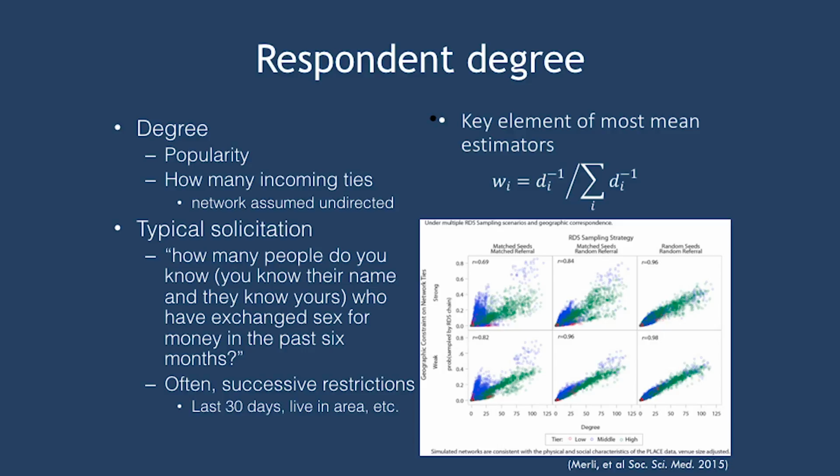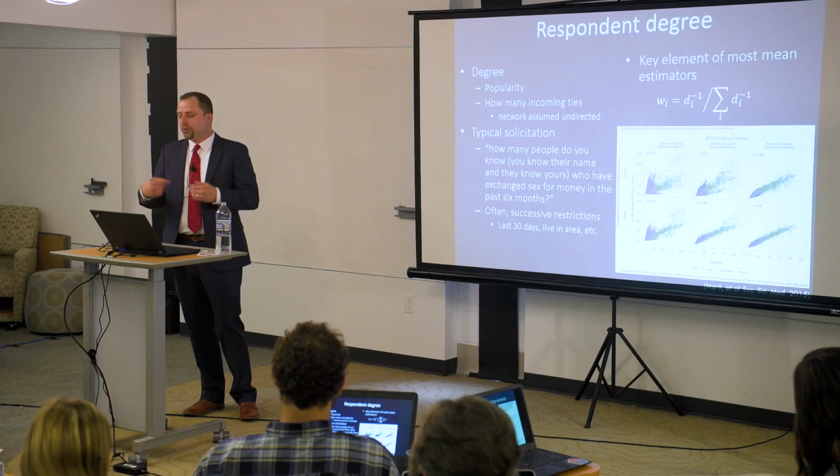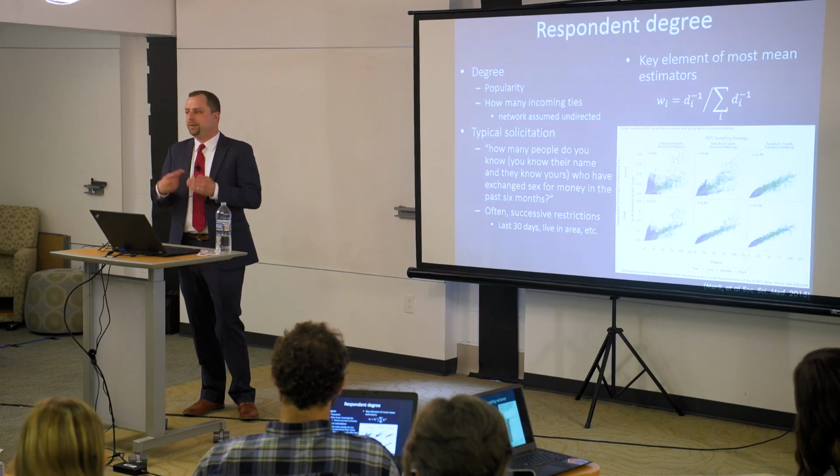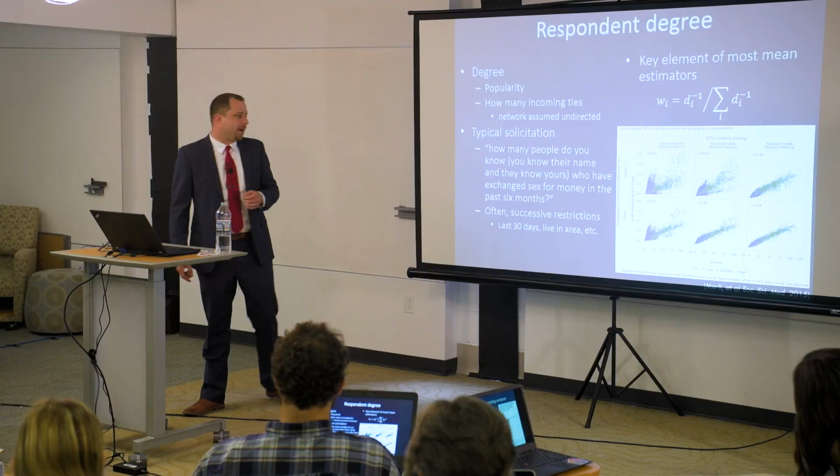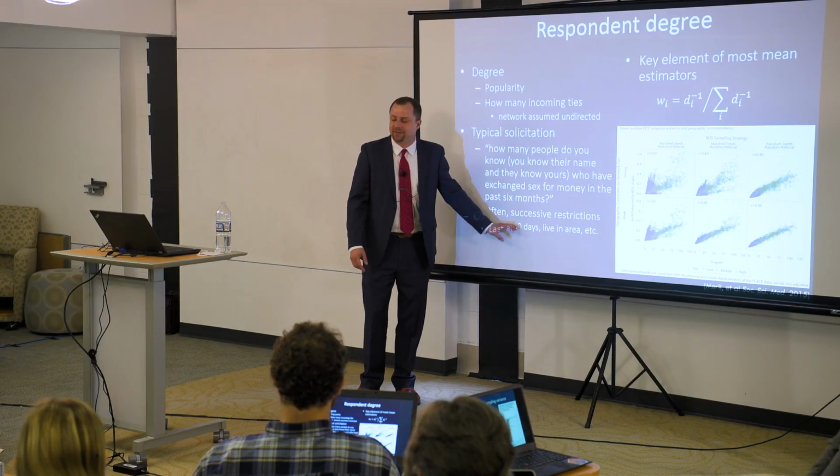Typically, you would ask, how many people do you know, and you give sort of like what Jimmy was saying. You want to give an actual specific time frame. You want to give a behavioral indicator. You want to give something like you know their name and they know yours, some real way to lock in an actual memory. So these kinds of questions are typically asked and used to weight the data in the end, because the most popular people in the network tend to be the ones that are most likely to be recruited. And there's a number of different kind of weighting estimates that take this into account.